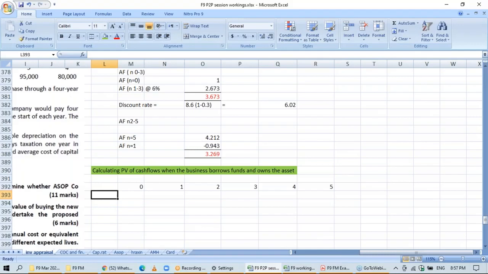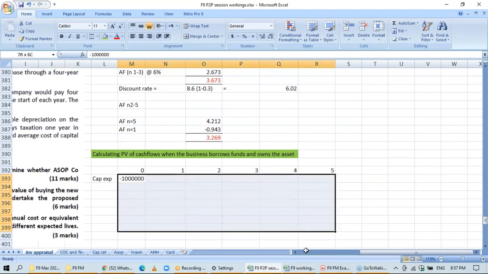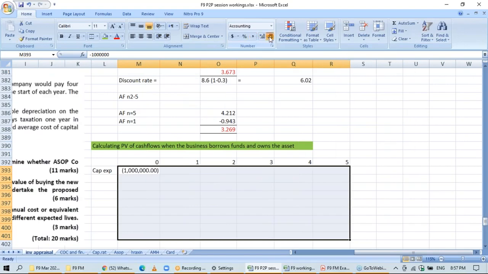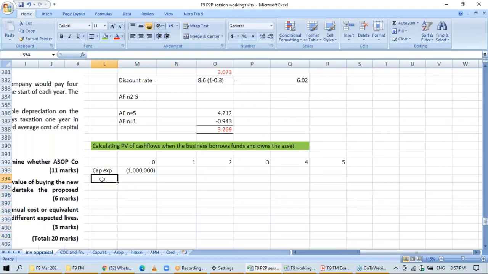Okay, first cash flow is the capital expenditure, which will occur immediately. It's 1 million. So an outflow of 1 million will occur immediately if you buy the asset after borrowing. Okay, the next is after capital expenditure. In 4 years time you will be able to receive the residual value because you own the asset. You can sell the asset after 4 years and you will be receiving a residual value of 100,000.